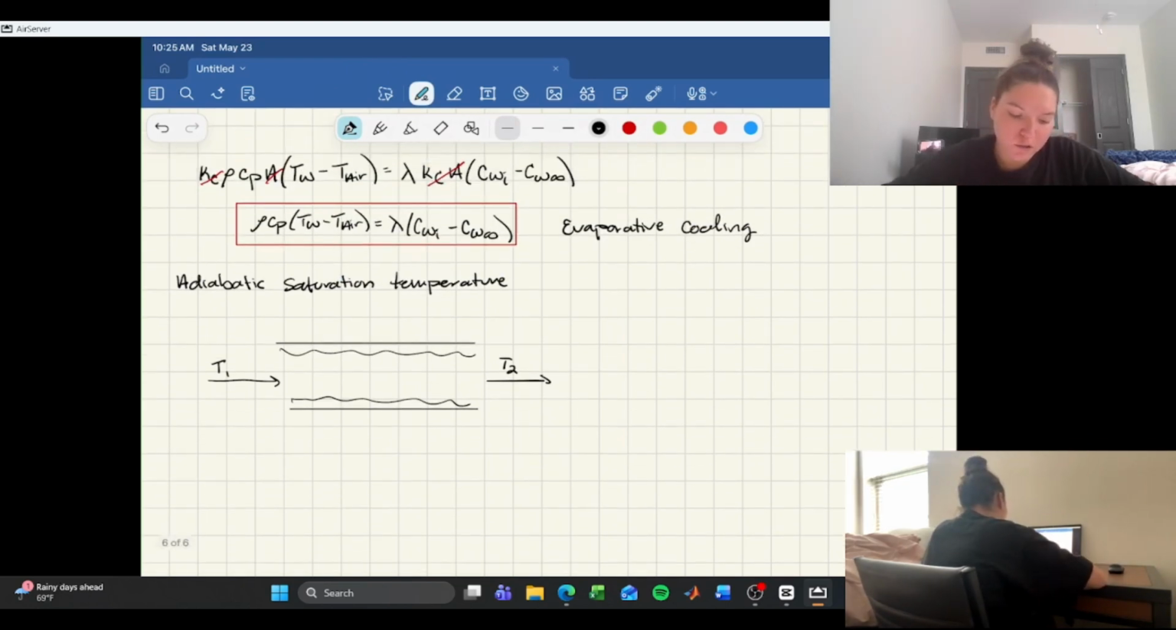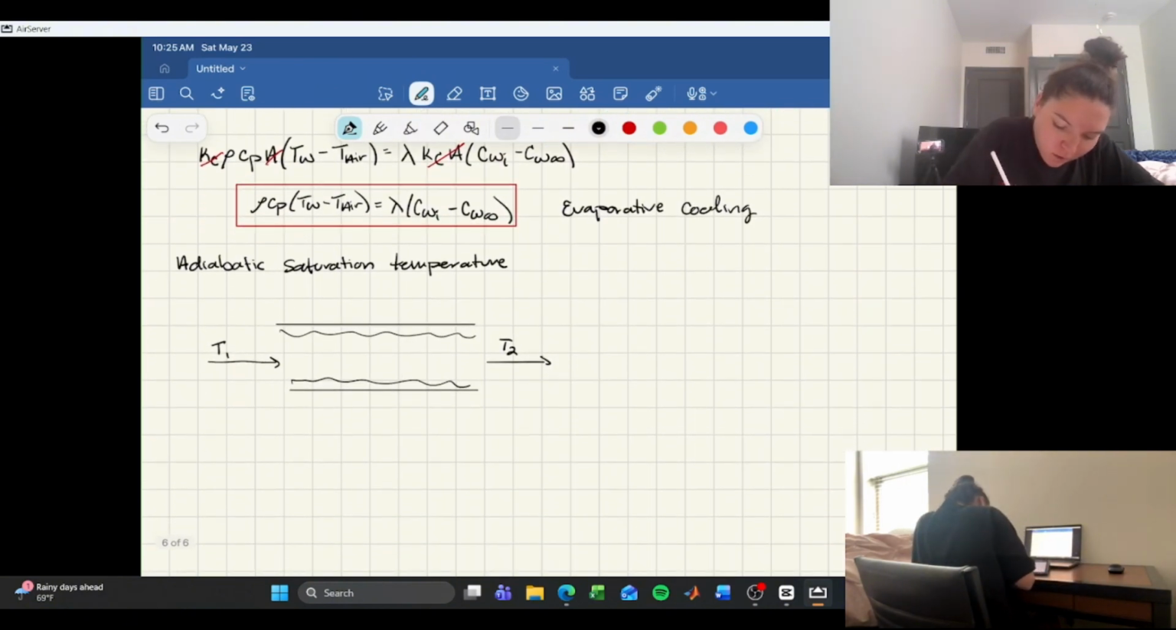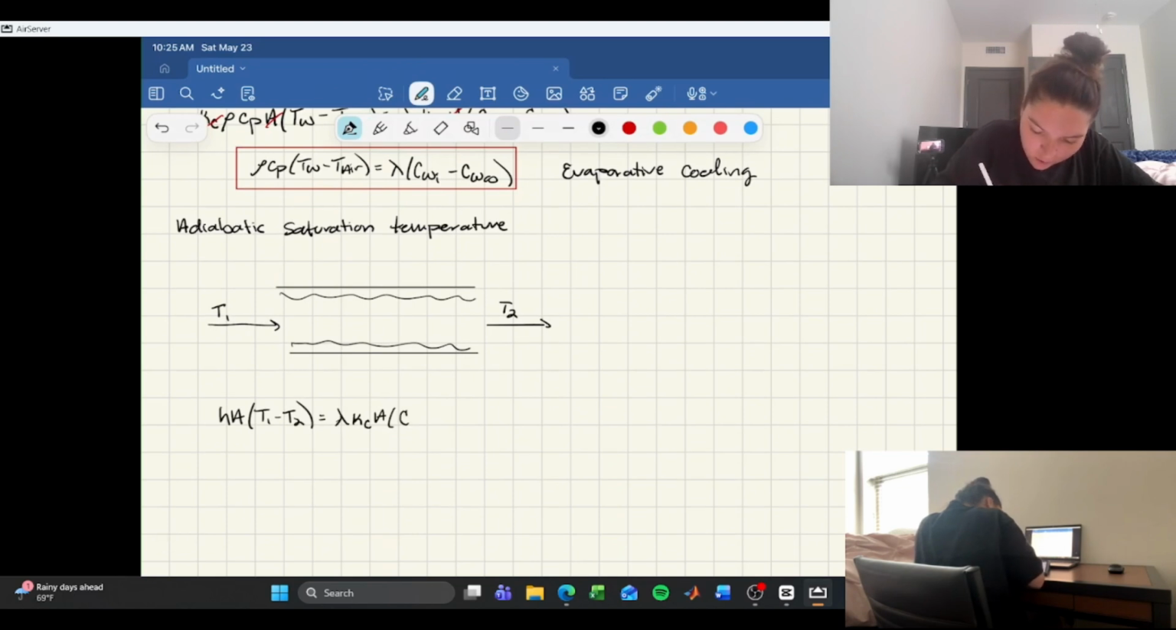This is going to be a very similar setup to before. We're still going to have the heat transfer equation first. We're going to say that the heat transfer coefficient times the area times the change in temperature is going to be equal to, it's still going to be the lambda, which is the enthalpy of vaporization, times the mass transfer coefficient times the area times the concentration of water coming out minus the concentration of water initially.